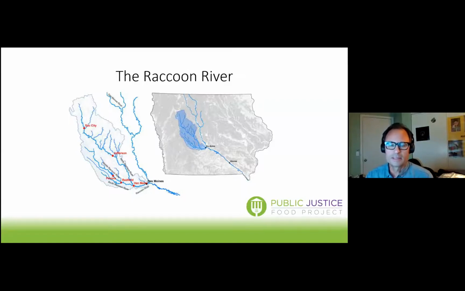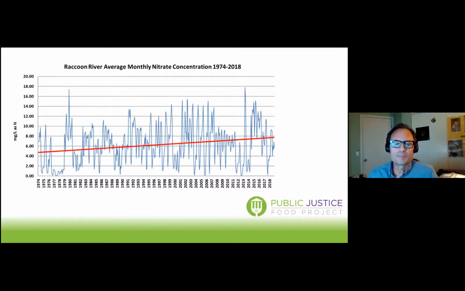But the Raccoon, besides affecting the Gulf, is affecting the drinking water of the 500,000 Iowans who live in Des Moines. The Des Moines Water Works provides water to 500,000 Iowans from the Des Moines River and the Raccoon River. And the problem with that is that the Raccoon River has been trending up over the last 40 years or so in terms of its nitrate levels. Right now, the Des Moines Water Works has the world's largest nitrate removal system. It must treat this water in order to bring it under the Safe Drinking Water Act 10 milligram per liter nitrate limit.